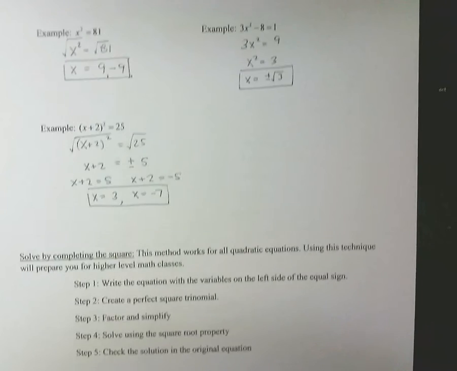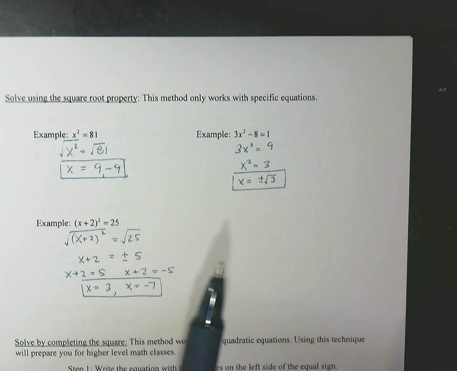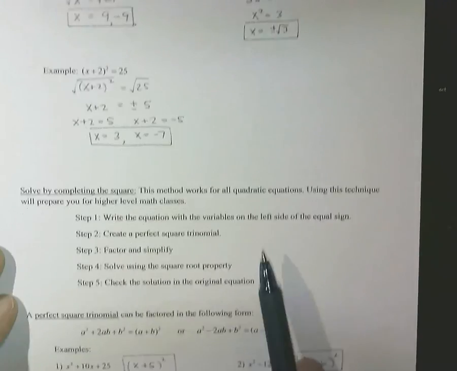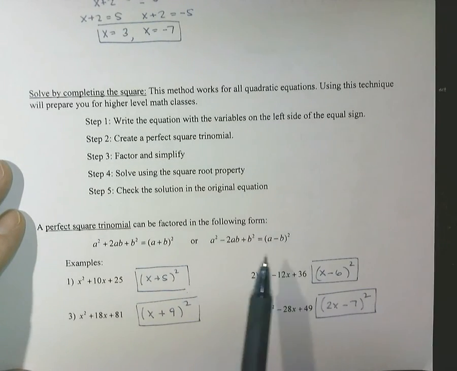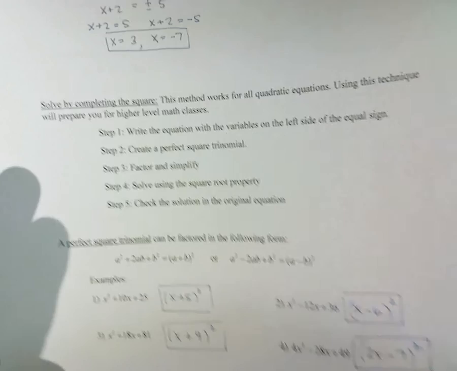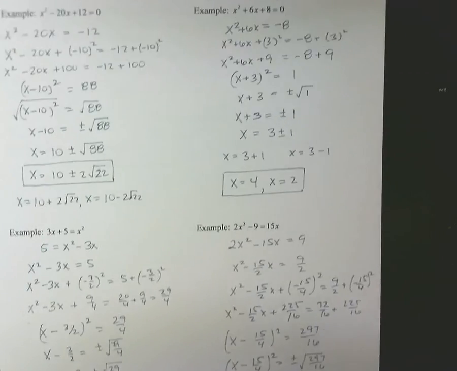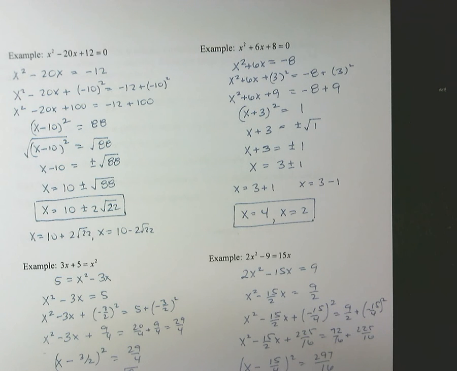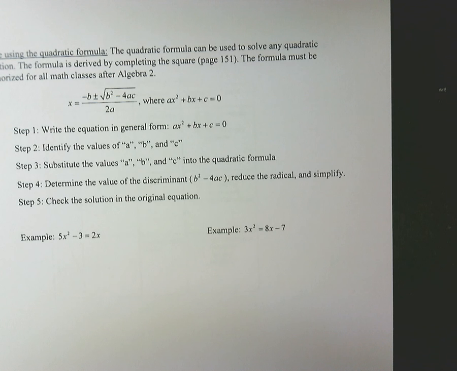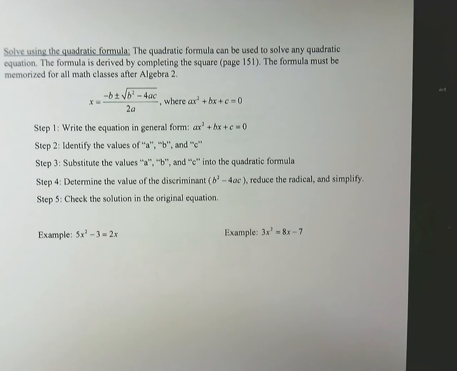I then talked about the square root property to lead into completing the square. I talked about perfect square trinomials to once again lead into completing the square. And then we did some completing the square. So those are on two previous videos. Now we're going to talk about using the quadratic formula.